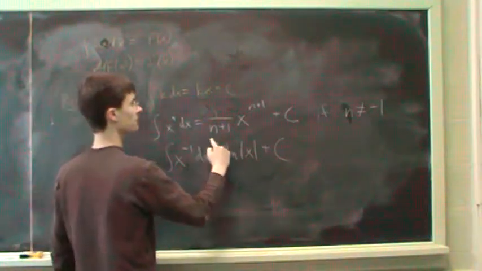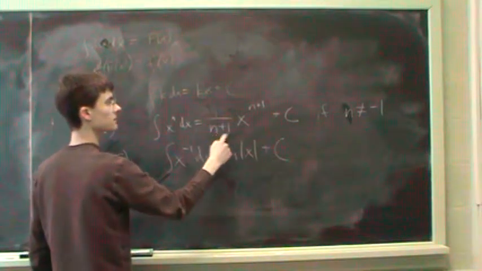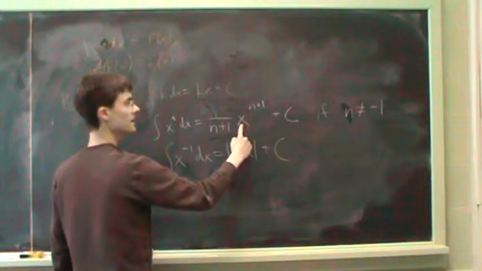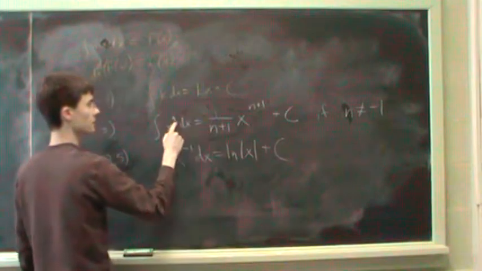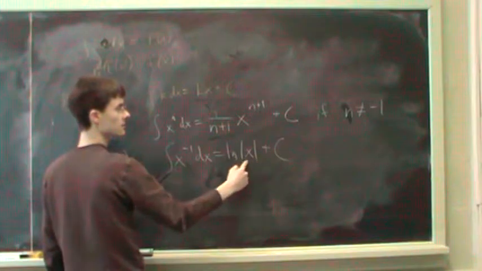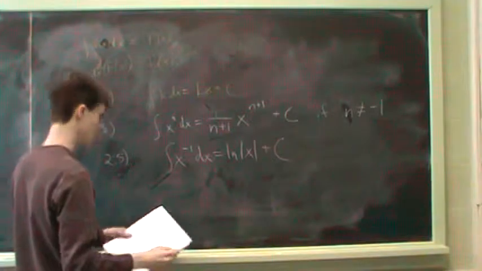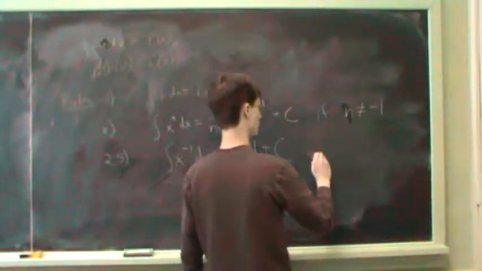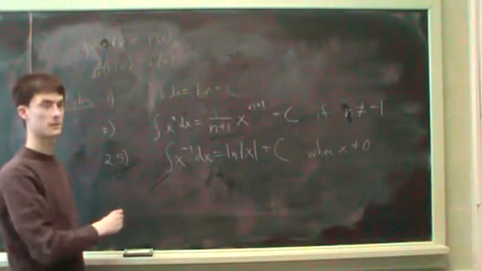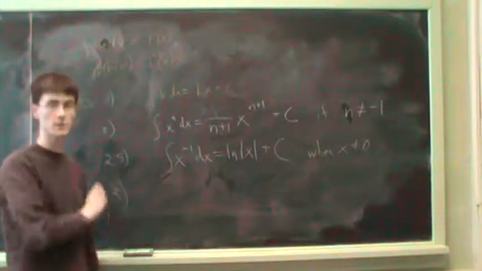And we can check that if we differentiate the right side here, the n plus 1 comes down, cancels with this 1 over n plus 1, so that the coefficient becomes 1, and we keep the base the same, reduce the exponent by 1, and we end up with x to the n. And in this case, we learn that the derivative of the natural log of the absolute value of x is 1 over x. One technical thing, either side only makes sense when x isn't 0. So that's what we talked about last time.